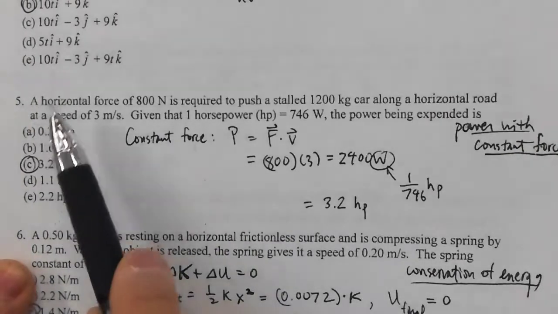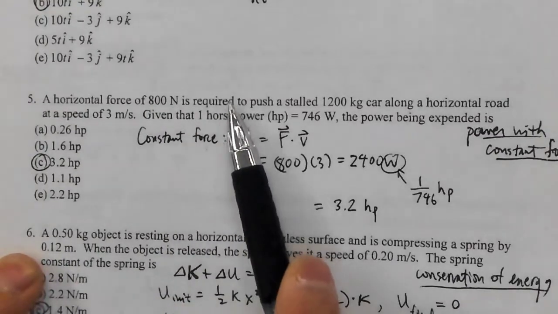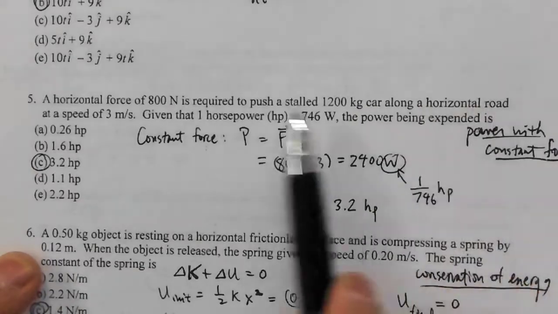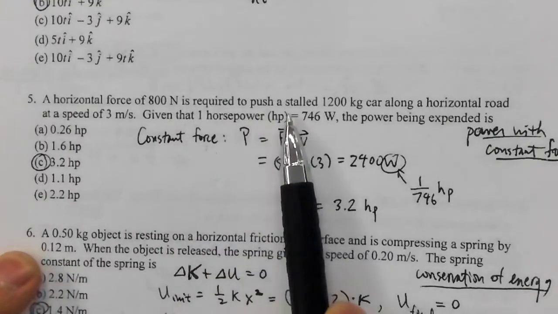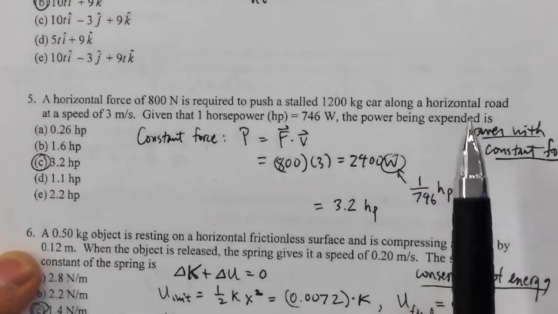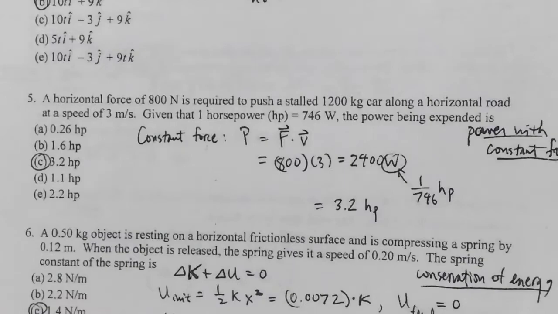So the problem is a horizontal force of 800 newtons is required to push a stalled 1,200 kilogram car along a horizontal road at a speed of 3 meters per second. Given that horsepower is 746 watts, the power expended is what? This is just a straightforward problem with power. By the way, all of the questions with power are typically pretty straightforward. You just calculate work, you divide by time. That's all you have to do.